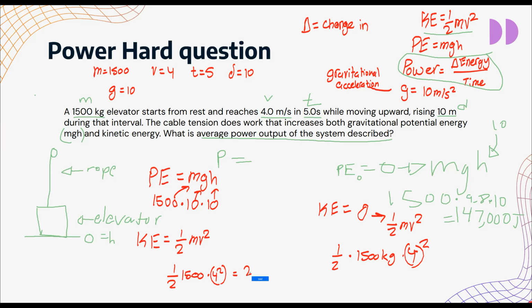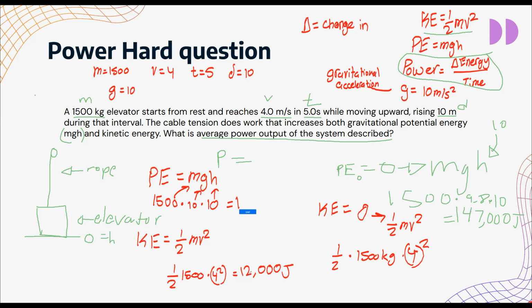Do you say 12,000? 12,000 joules, yeah. Okay. So now we have two values for the change in energy. Did you use 9.8? Yeah, I used 9.8. Okay. It's 12,000 joules of kinetic energy change and 147,000 joules of potential energy change.